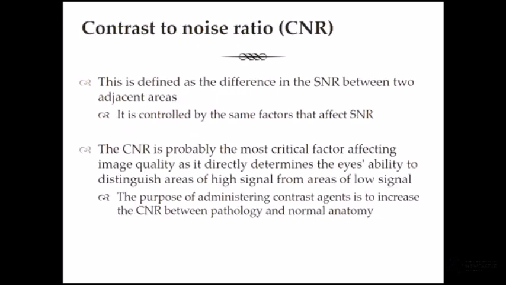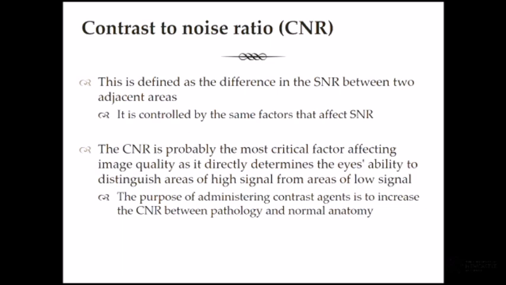Contrast to noise ratio is defined as the difference in the signal to noise ratio between different areas, and it's controlled by the same factors that affect SNR. As I said before, contrast to noise is probably one of the things that is important in MR. It affects our ability to visualise differences between areas. It determines the eye's ability to distinguish areas of high and low signal.